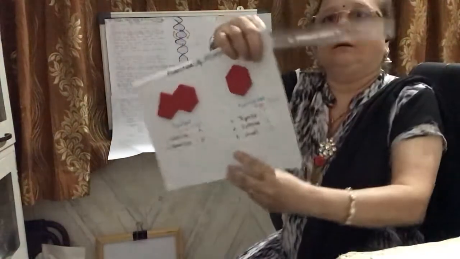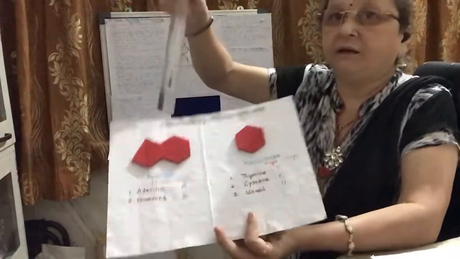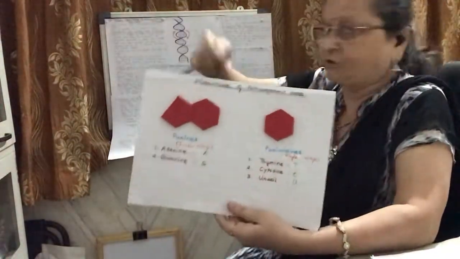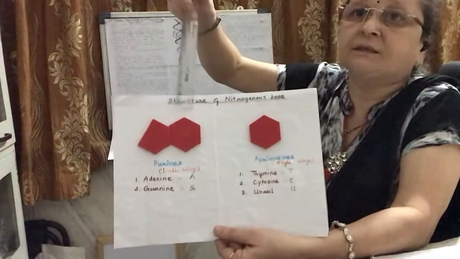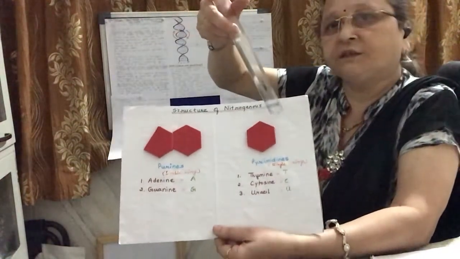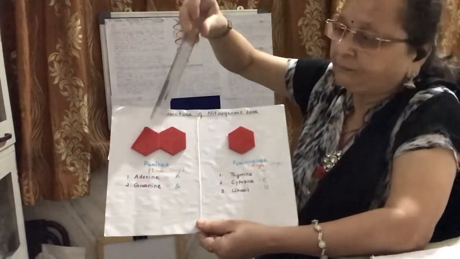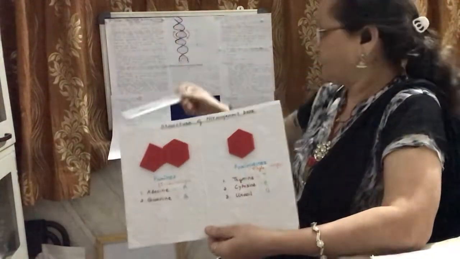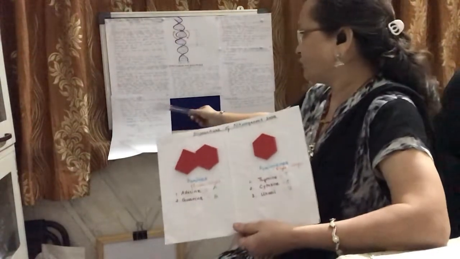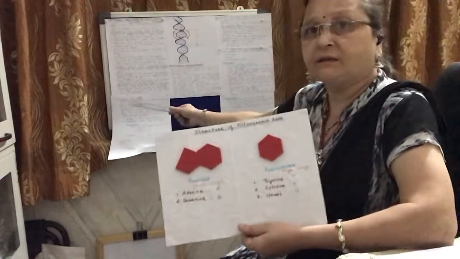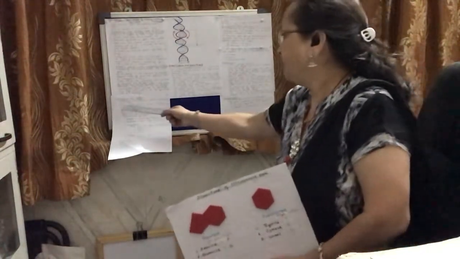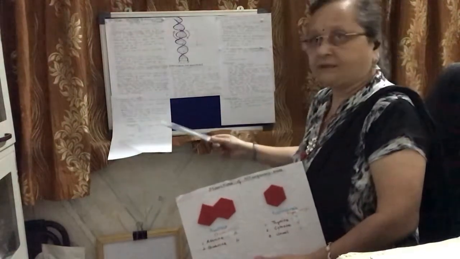Let's see the third group. This is the third group, that is called the nitrogenous base group. So here this is the structure of nitrogenous base. Let's see on the board first. Nitrogenous base molecules contain nitrogen which acts as a base.